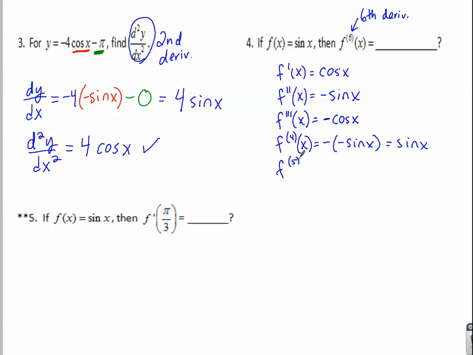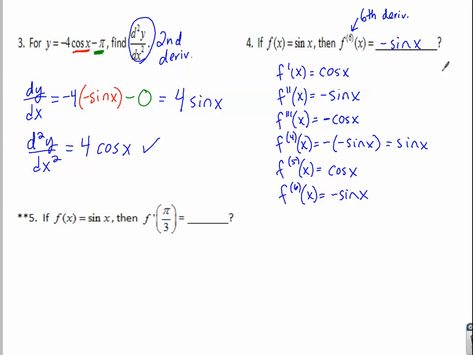Fifth derivative is cosine x, and notice how we're wrapping back around. The derivative of cosine x is negative sine of x. There we are. We can put that answer in that blank.